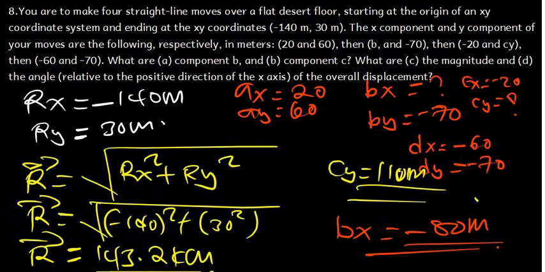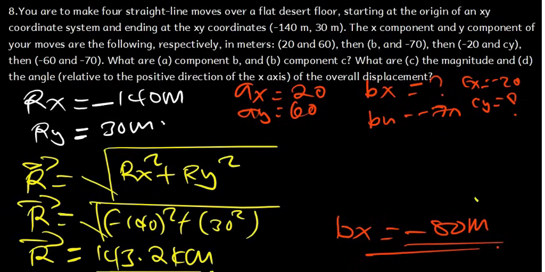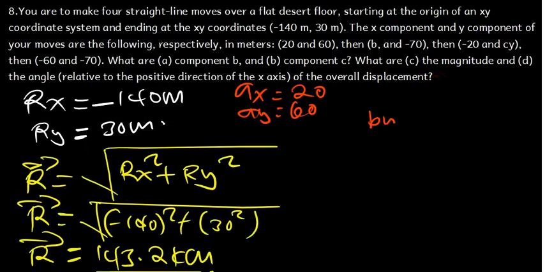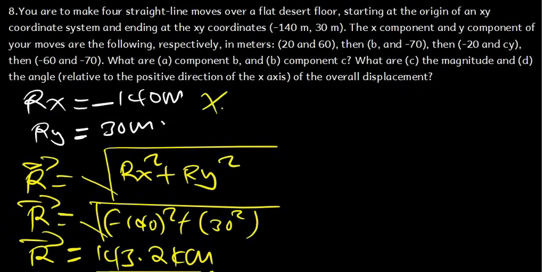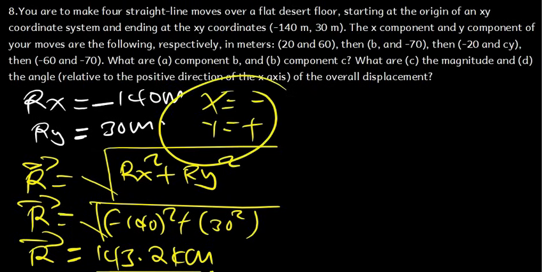Before you find the direction, first consider the x and y components. That's why the question says it's supposed to be relative to the positive direction of the x-axis. The x is negative and the y is positive, so we expect our angle to be in the second quadrant. Now in the second quadrant, we do 180 minus the theta, which we are going to find.